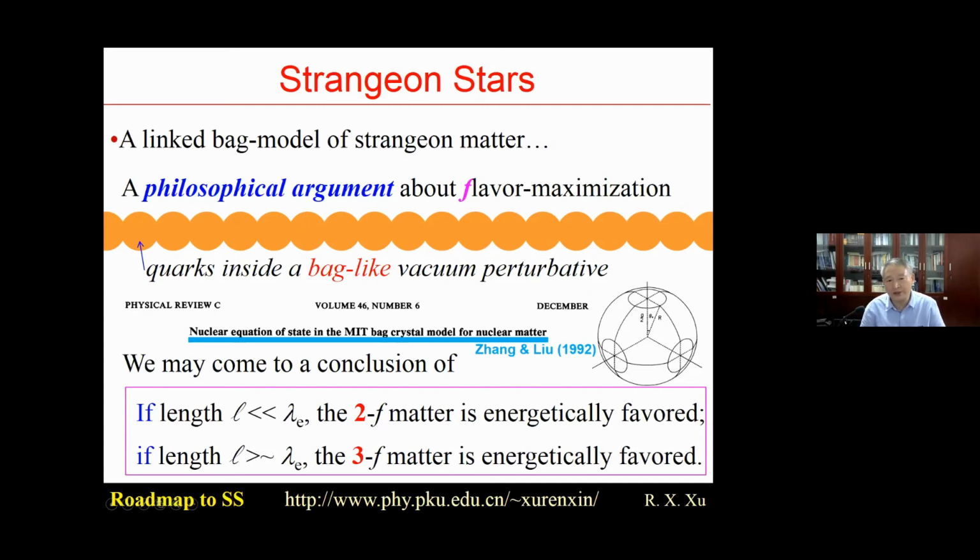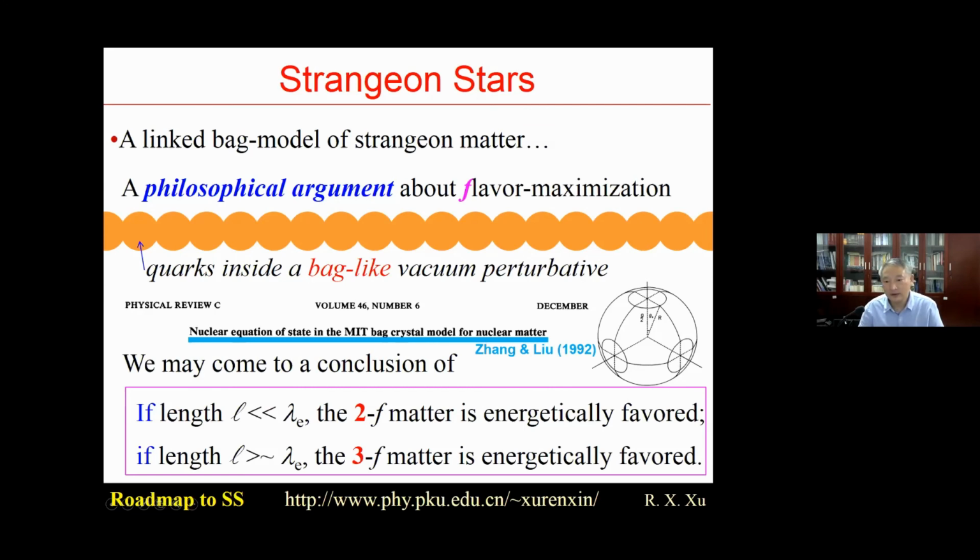We just consider Strangeon matter as infinite. Strangeon matter is linked, I mean, all of the backs are linked by these 6 cut windows, infinite.